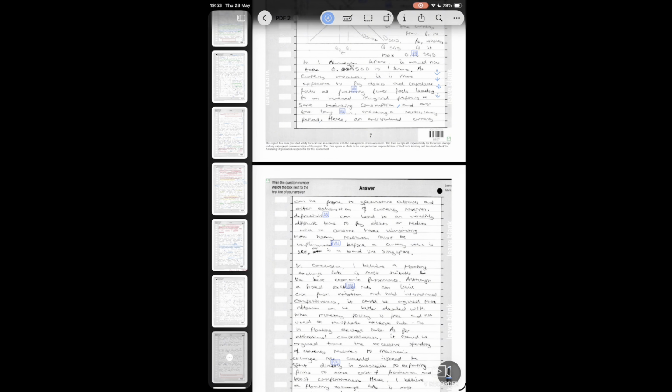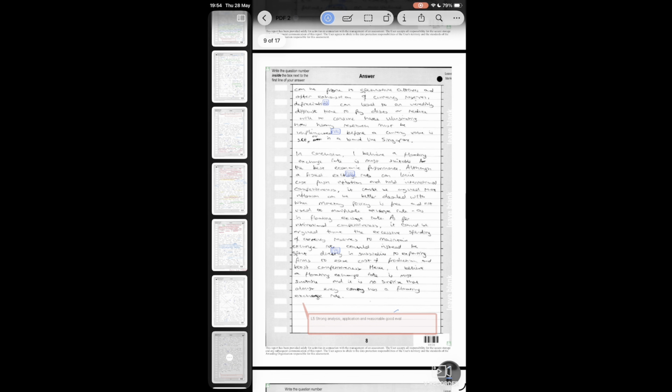Hence, an overvalued currency can be prone to speculative attacks, and after exhaustion of a currency reserve, depreciation can lead to an incredibly difficult time to pay debts or reduce will to consume, hence illustrating how heavy research must be implemented before a currency is set or in a band like Singapore. I'm not sure what I wrote there. Sometimes our writing just gets a little bit iffy. Main thing being the chain of analysis and the hence, guys, the hence. Tell the examiner, sum up what you've just written for him.